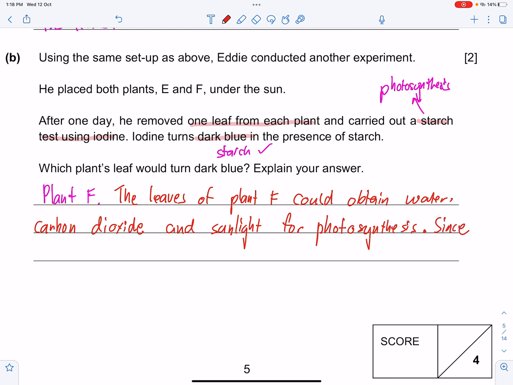Since plant F has, sorry, let me just redo this. Since photosynthesis requires sunlight, water, plant F is able to photosynthesize.